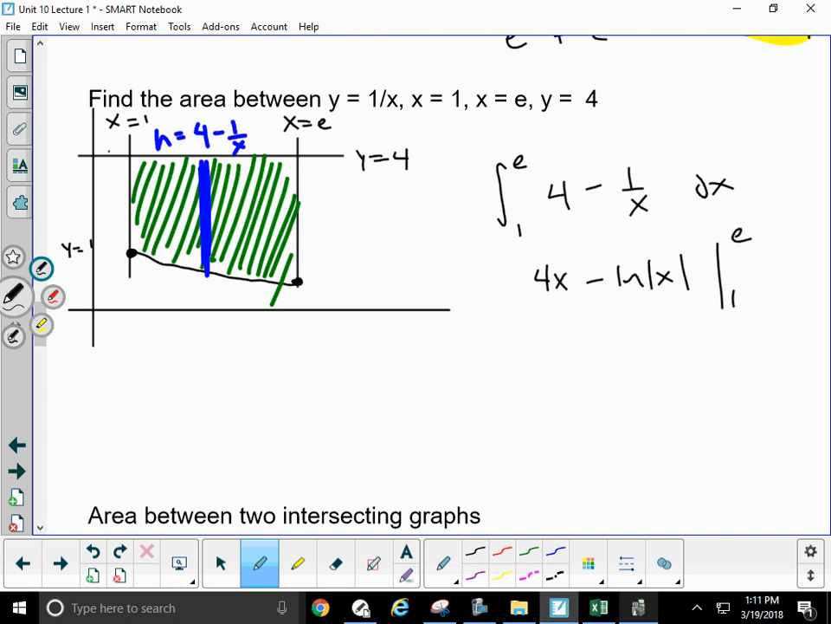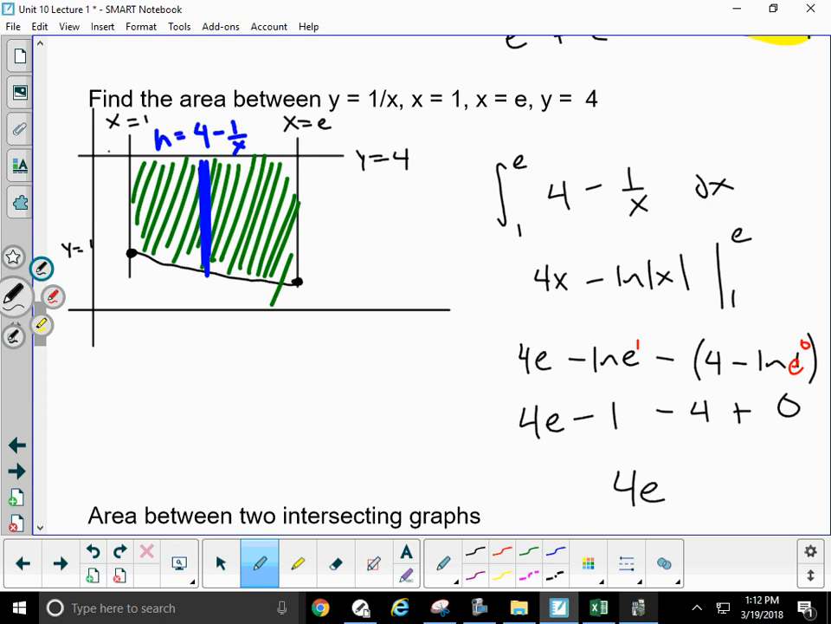Power rule does not work for x to the negative first. It is the only power that the power rule doesn't work for. Every other power uses the power rule. But for 1 over x, the antiderivative is log absolute x. We then plug in e and 1. We need to know what the log of e is. We need to know what the log of 1 is. It was tested on the last test and on previous tests. This is e to the first. This is e to the 0. The log of e to the first is just 1. The log of e to the 0, or the log of 1, is 0. You get 4e minus 5.